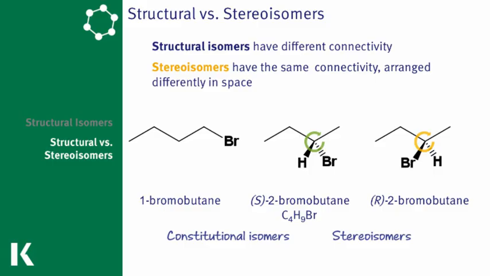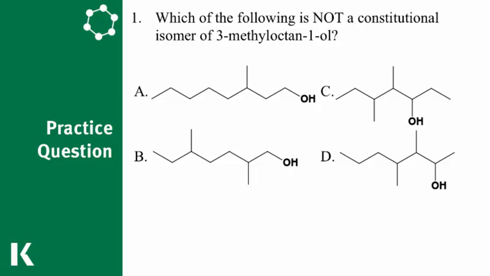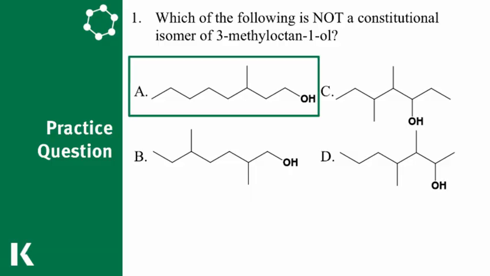Okay, so that actually concludes the material this video will review. Now, apply what you've learned on a practice question. This one is asking you to examine several given molecules and pick out the one that is not a constitutional isomer of 3-methyloctan-1-ol. The answer should be A.